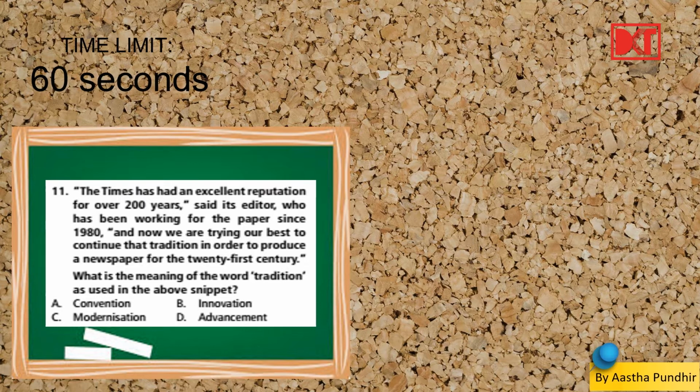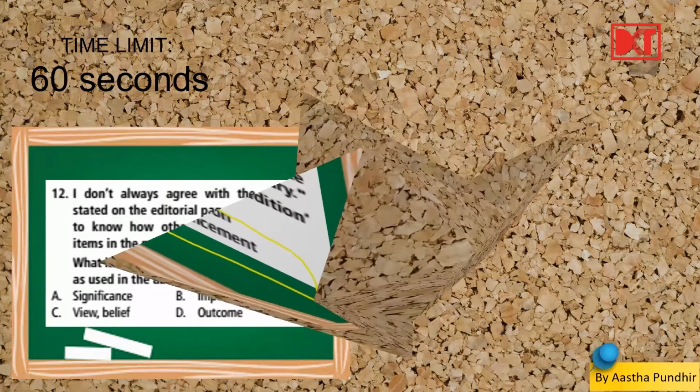Here, when we are using tradition, what is it? We are trying to continue the tradition. So it means convention, which means we are trying to continue that certain practice or convention. Others, innovation, modernization, advancement mean sort of an improvement over the existing structure.